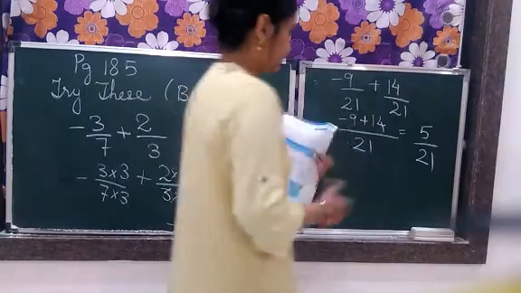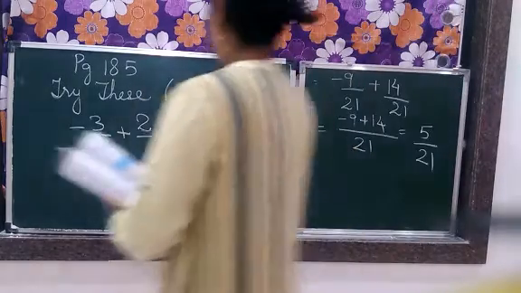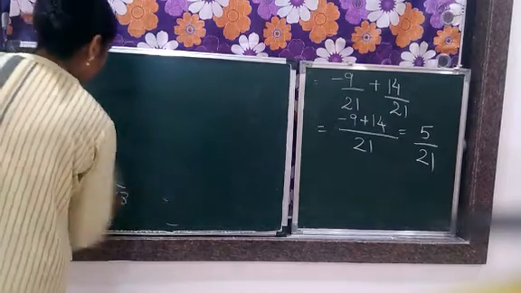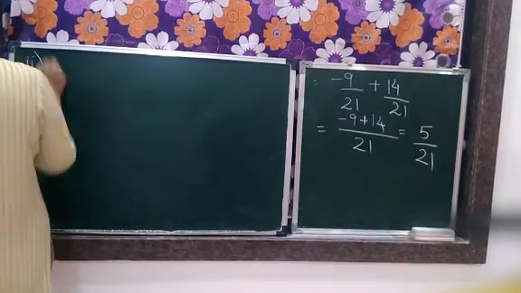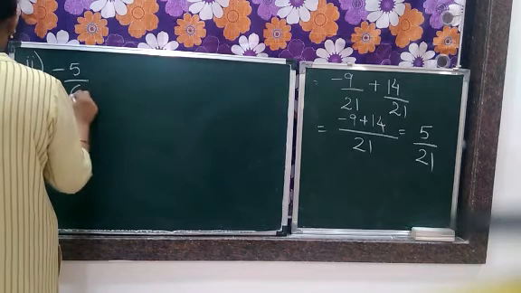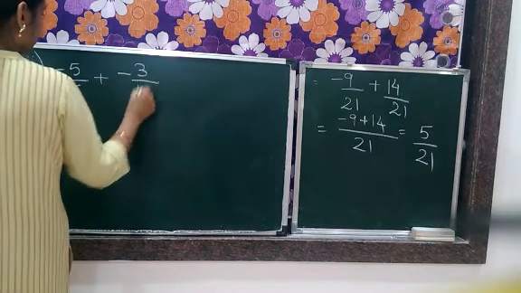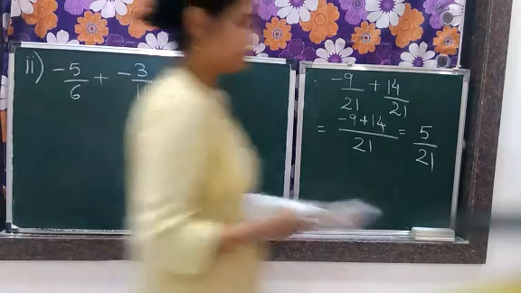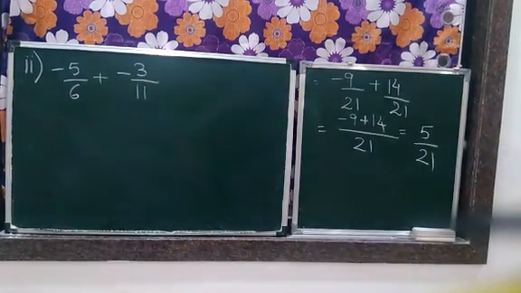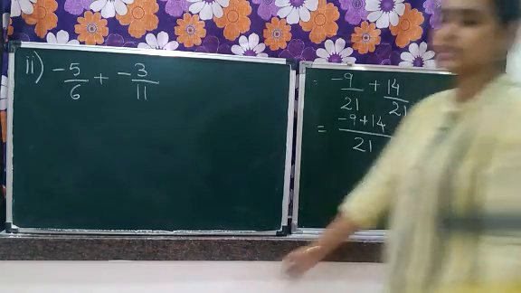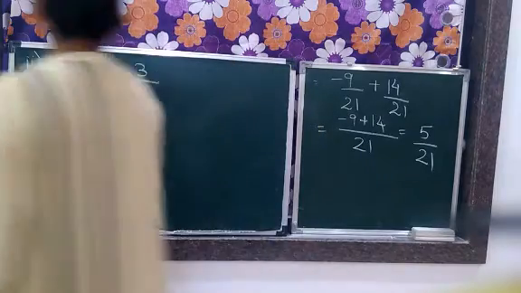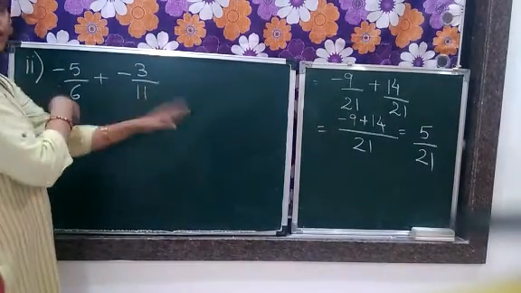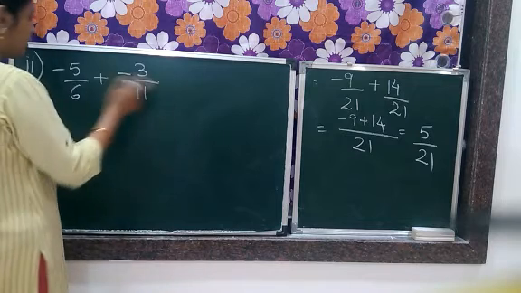Let's do the second one. Once again, you can see here the denominators are not same. So let's make them same. We'll interchange and multiply. 11 multiplies this side, 6 multiplies that side.